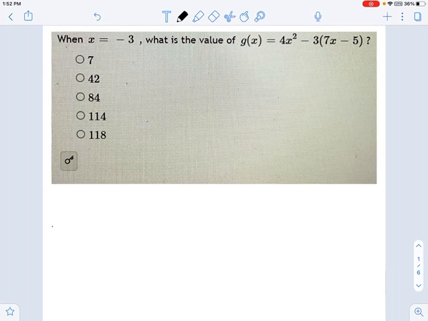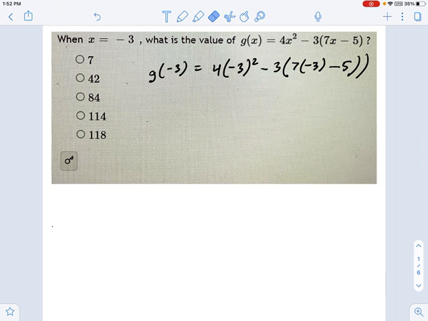If x equals negative 3, what's the value of g of x? In other words, if you plug negative 3 in wherever you see an x, what do we get as a result? Well, it's going to be 4 times negative 3 squared minus 3 times 7 times negative 3, right? And then minus 5.